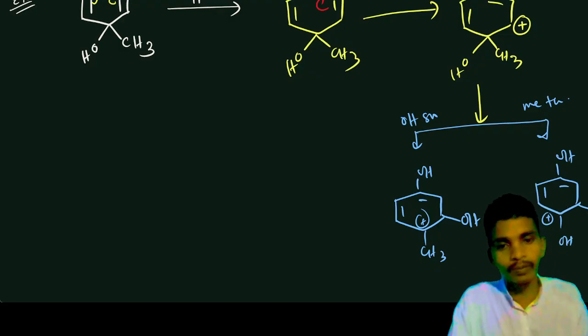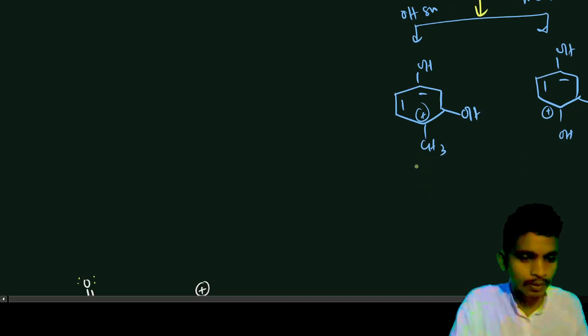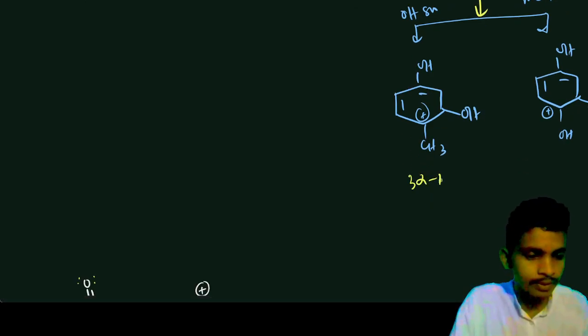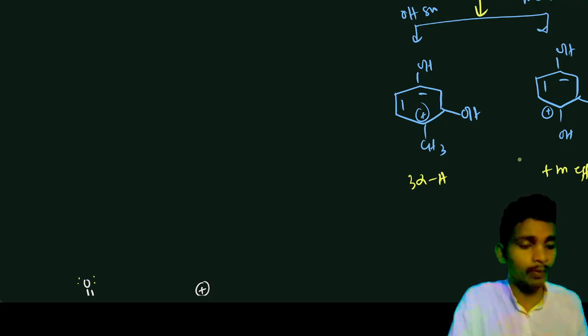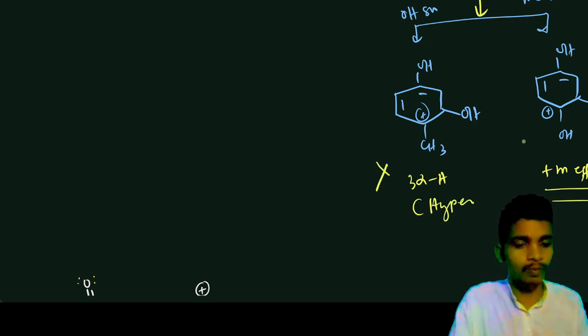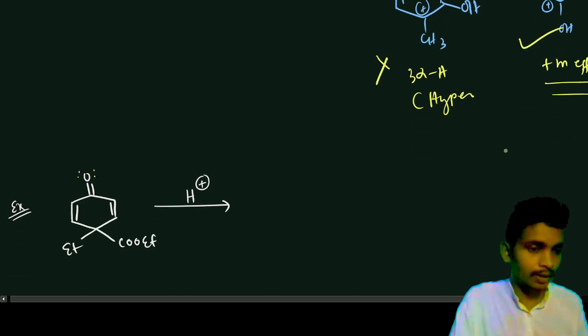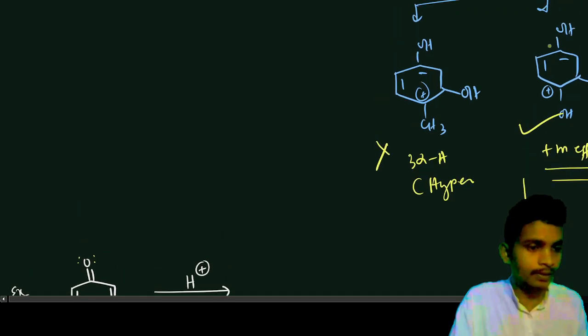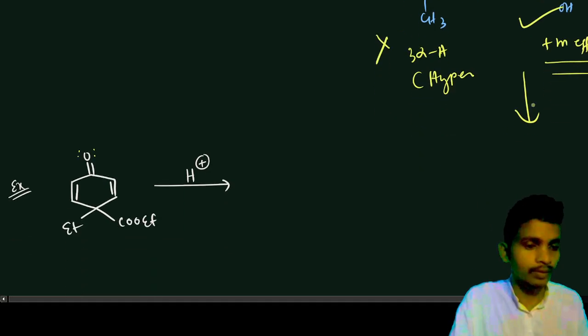Now you tell which is the more stable product. This is stabilized by 3 alpha hydrogens, whereas this is stabilized by plus M effect. And what I said is that a carbocation is more stabilized by plus M than by hyperconjugation. So this will not form, this will form. After that, elimination will happen. Here we have a hydrogen, so aromatization will occur.